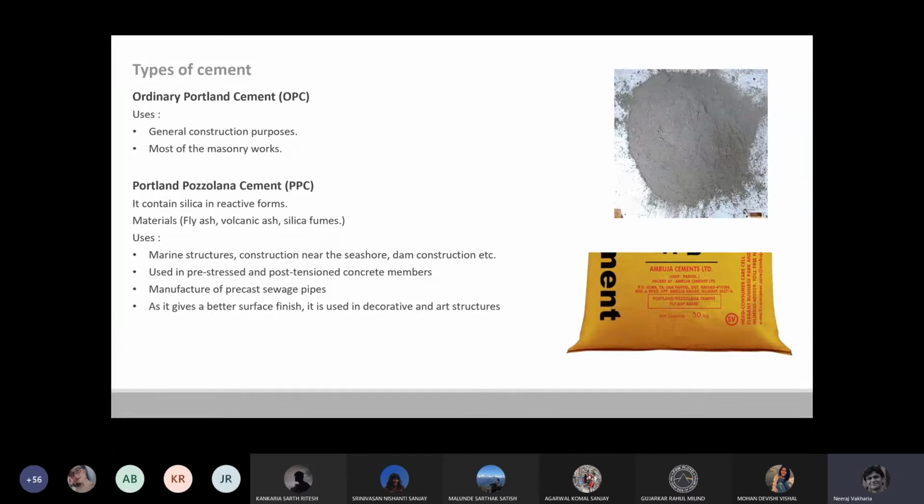It is used in pre-stressed and post-tensioned concrete members, manufacture of precast sewage pipes, and it gives a better surface finish. It is used in decorative and art structures. Again, this last function is not the important one, but still, due to its surface finish, it is used for those components as well.